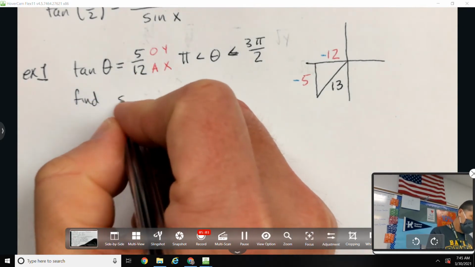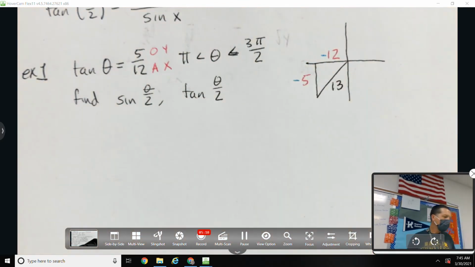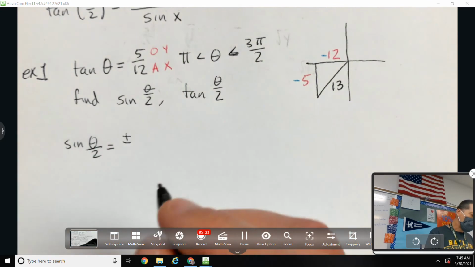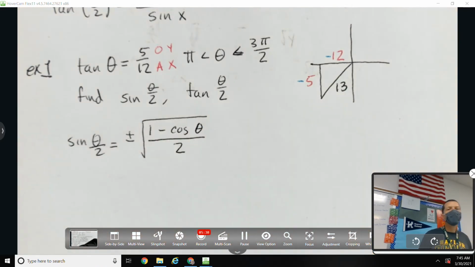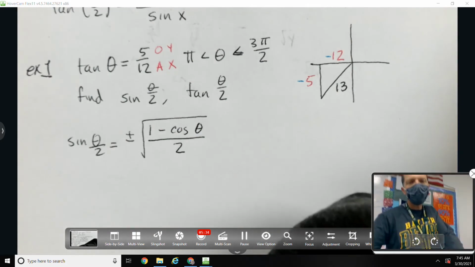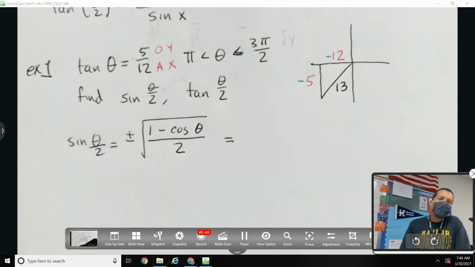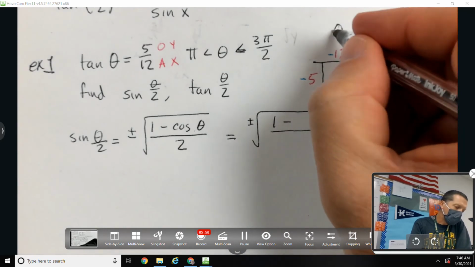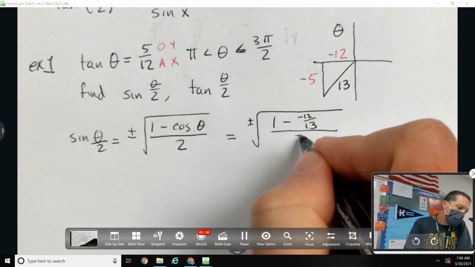Let's find the sine of theta over 2 and the tangent of theta over 2. So sine of theta over 2, I'm copying down the formula: plus or minus the square root of (1 minus cosine of theta) all over 2. Again, it's not plus and minus, it's plus or minus. I don't know which one yet. We'll worry about the plus or minus in a minute. Plus or minus square root, 1 minus cosine of theta. Well, this picture is theta. So cosine of theta is negative 12/13, all over 2.